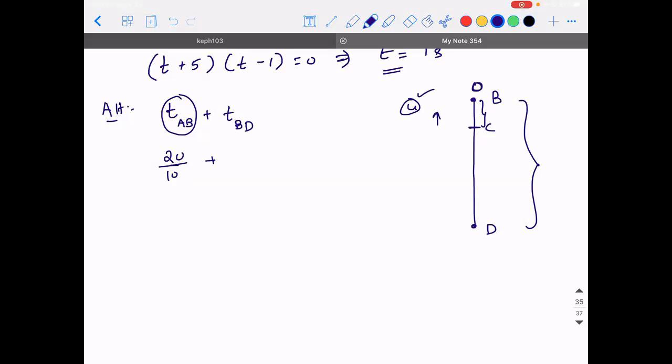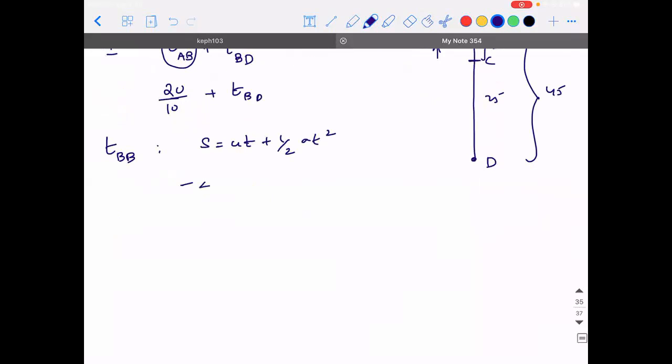Subrajit, are you able to understand? Yes, sir. So this is 20 and this is 25. So it has traveled a distance of 45 meters in the downward direction. Okay. So for time BD, I will again apply S is equal to UT plus half AT square. No, but I will not get a quadratic equation. Minus 45 is equal to half into 10 into what is the value of T square? That's what we need to calculate.